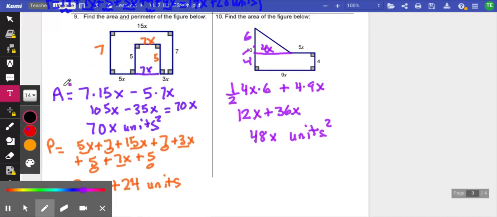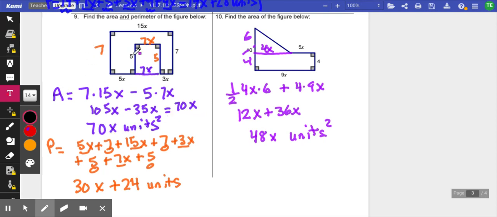All right, number 9, I decided to surround and subtract. So the whole thing is 15x by 7. But I'm taking this little part. I had to think 5x plus 3x is 8x. I had to figure out what to get to 15x. So this has to be a 7x. So this is 7x by 5. So I went 5 times 7x. 105x minus 35x is 70x. So I get 70x units squared.